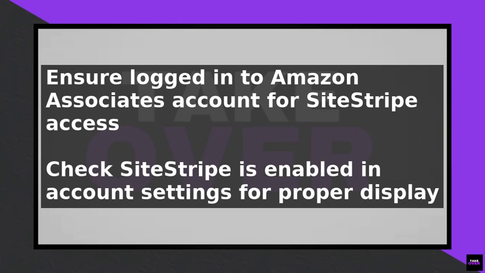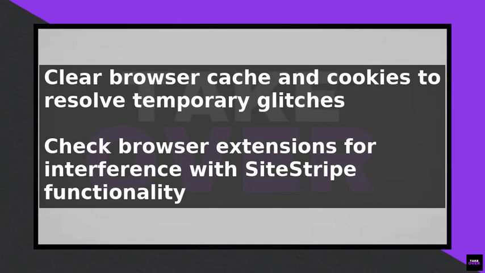To do this, navigate to the Amazon Associates dashboard, click on the Account Settings option, and then select the Sitestripe tab. Verify that the Sitestripe option is toggled to the On position.